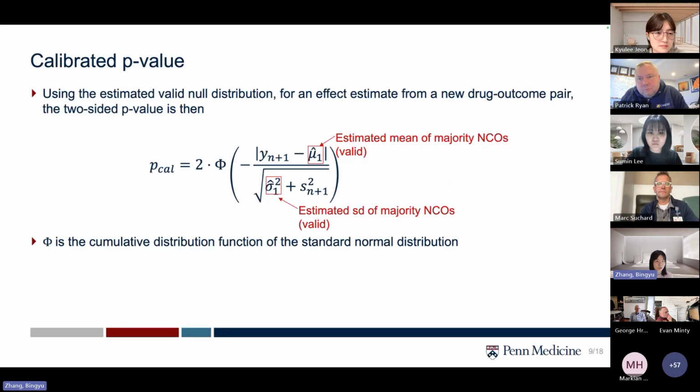After we recover this valid null distribution, we can calculate the calibrated p-value for any new drug-outcome pair. The calibrated p-value is calculated by simply plugging the treatment effect and standard error for that new drug-outcome pair into the valid null distribution, which has mean mu1 and variance sigma1 squared.